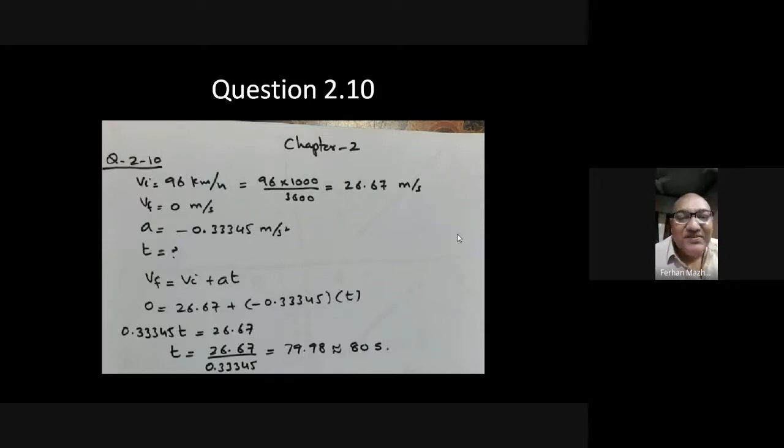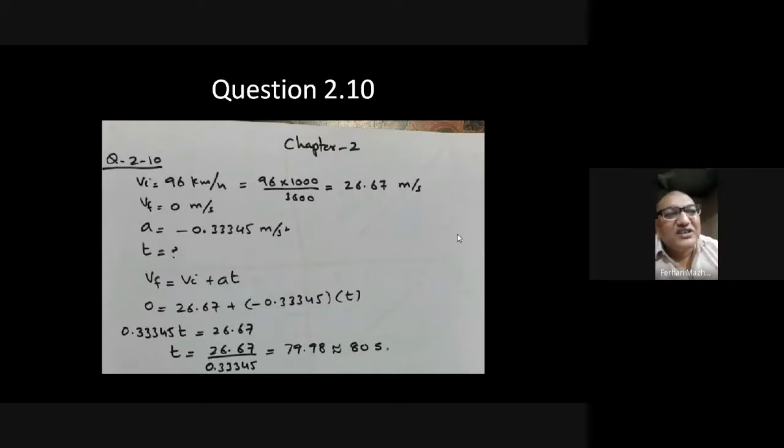The value of the deceleration we already know from the previous question: minus 0.3345 meters per second squared. Their question is how much time it will take for the velocity to change from 96 kilometers per hour to 0. Time taken is the question. Apply the first equation of motion: Vf equals Vi plus At. Vf is 0. Vi is 26.67 meters per second. The value of A is minus 0.3345 meters per second squared. The T value is the question.